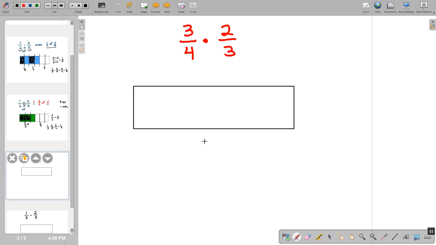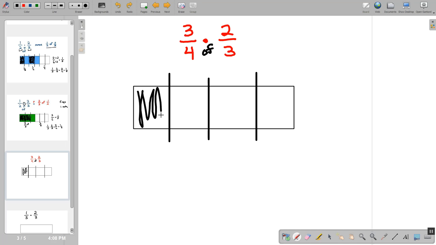Okay? So for this one, we have 3/4 times 2/3. Once again, this means of right here. Now, I know I can start with either 3/4 or 2/3. I personally am going to start with 3/4. And there's not really a reason for that. I just like drawing fourths because I know that I can start with halves and then cut each half in half. So it's not really a reason for it, but I just think it's easier.